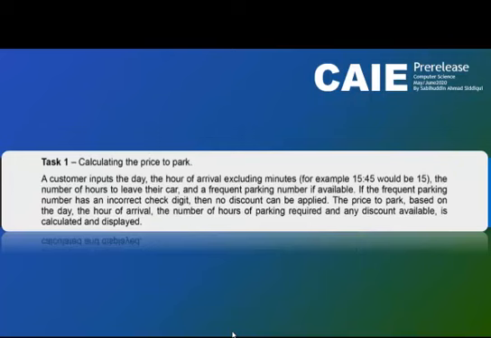Task 1: a customer inputs a day, the hour of arrival excluding minutes. For example, 15:45 would be recorded as 15, or it's up to us to record this as 1500 or 800, something like that. The straight time would be 15. The number of hours to leave their car and the frequent parking number, if available. If the frequent car parking number has an incorrect check digit, then no discount can be applied. The price to park based on the day, the hour of arrival, the number of hours of parking required, and any discount available is calculated and displayed, right? This is task number 1, calculating the price.